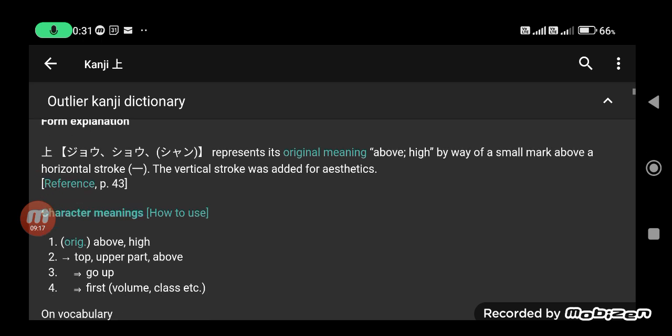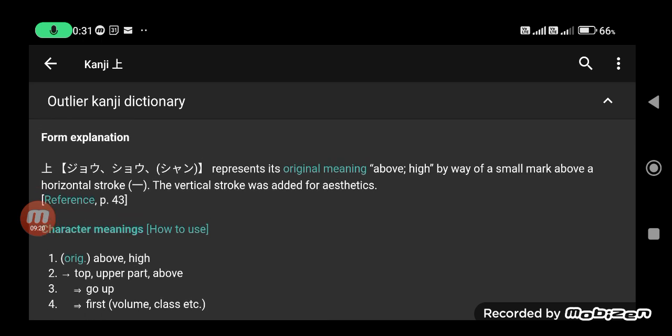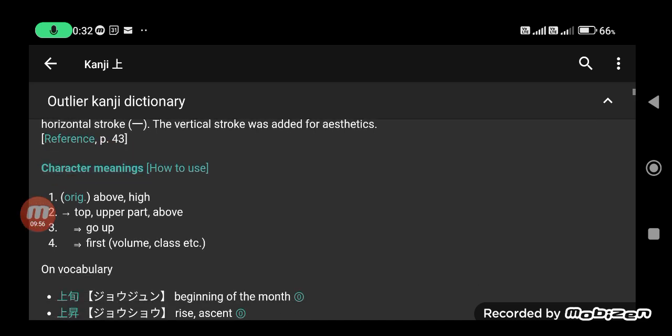pictures during the ancient times China, usually during the Shang dynasty, and was finalized during the Han dynasty or Eastern Han dynasty. So form explanation, Jo Shou Shan. This kanji represents, with the original meaning, above, high, by way of a small mark above a horizontal line or horizontal stroke, which is the reference point. Just like what I have told you. The vertical stroke was later on added for aesthetics.